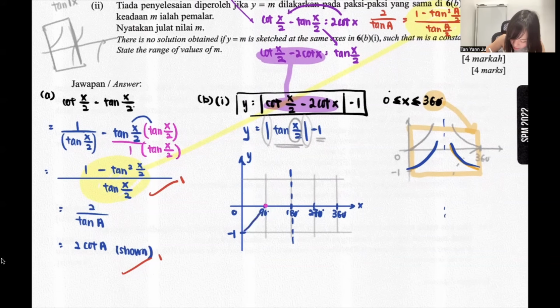That means the blue color curve will go like this. Wait, I better draw nicely. Like that. Okay, like that. So if 90, you will touch, 270, 100%, you will touch also.